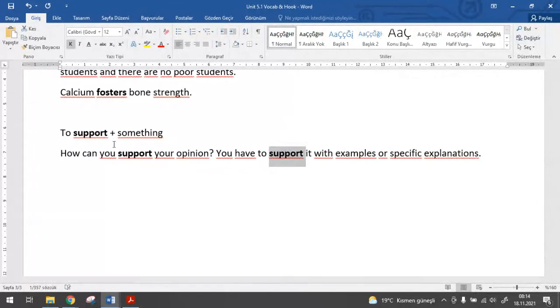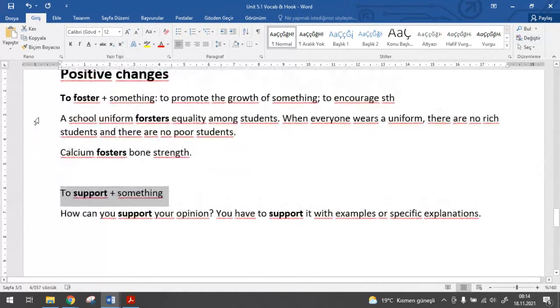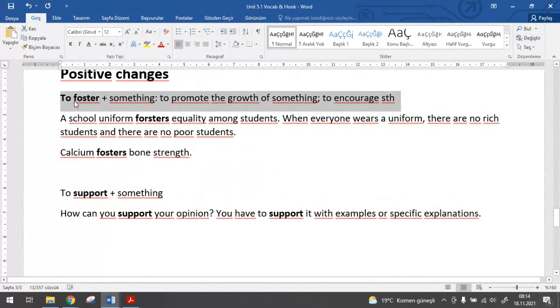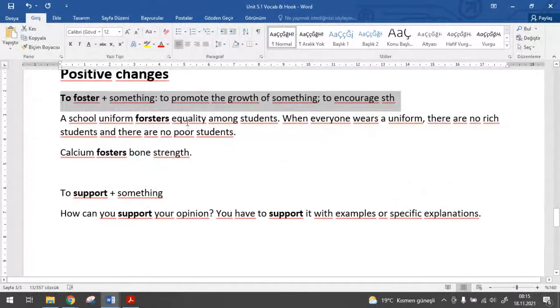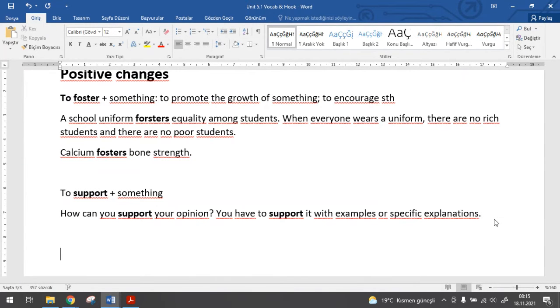So easy. I mean, you have studied it before, but this is the first time I think you see the word. And it's very useful, very effective. Encourage. If you think about the word encourage, it is like support, right? So you can use this word instead of this word. Encourage something.